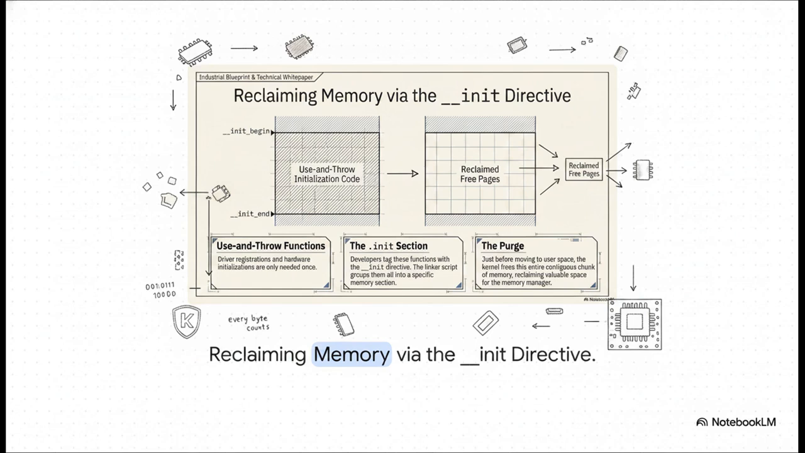Now, the crucial point right before we cross over into user space is resource management. And the kernel has a brilliant trick up its sleeve here. Developers will tag one-time setup functions, like driver registrations, with the __init directive. The linker then groups all this use-and-throw code together. Just before transferring control to user space, the kernel completely frees this contiguous chunk of memory, reclaiming those valuable pages for the system memory manager. Because as we know, in an embedded device, absolutely every single byte counts.